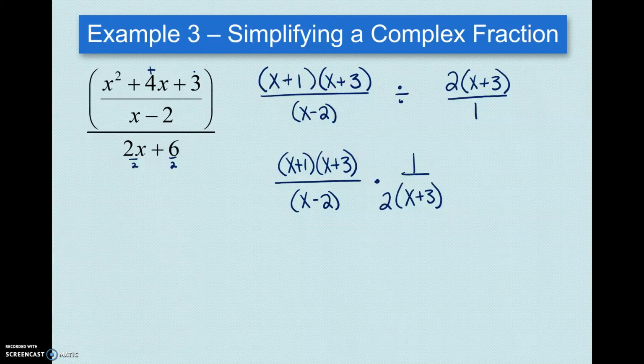Once I do that, does anything cancel? So our final answer is going to be x plus 1 on top. And on the bottom, we've got x minus 2 and 2, so 2 in front of the x minus 2.